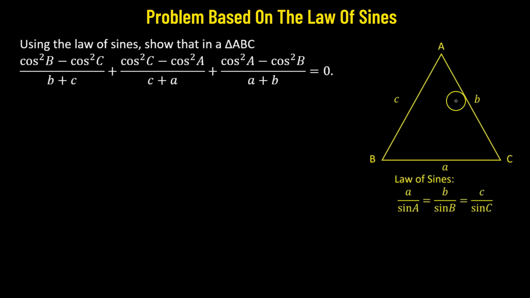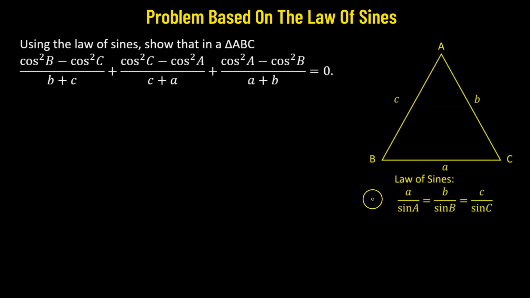So here, the lowercase letters a, b and c represent the sides opposite to angles A, B and C respectively. Then the law of sines states that if we consider the side a, then we divide it by the sine of the angle opposite to it, which is angle A. This will be equal to the ratio of the side b to the sine of the angle opposite to it, so that's angle B. And this is also equal to the ratio of the third side, c, divided by the sine of the angle opposite to it, which is angle C. So this is known as the law of sines.